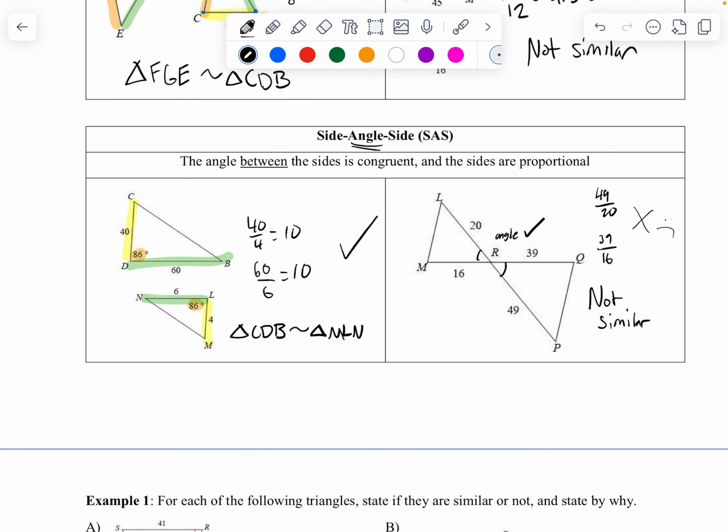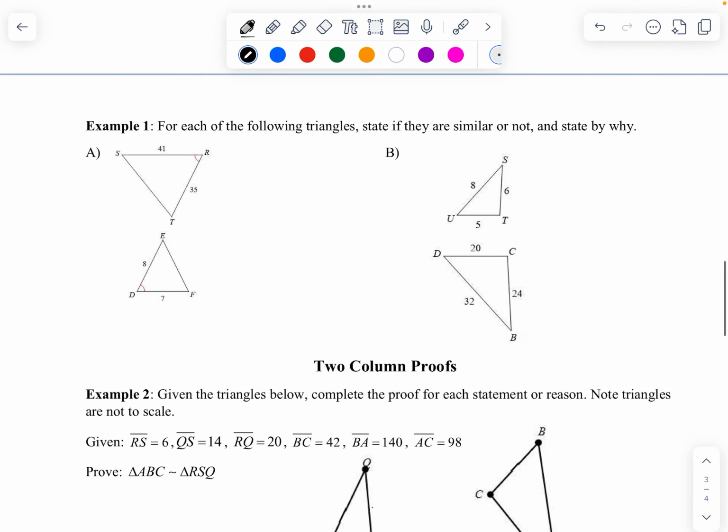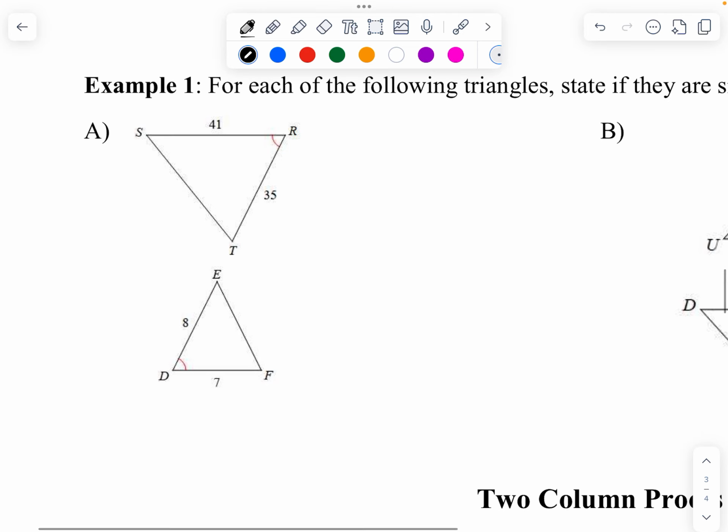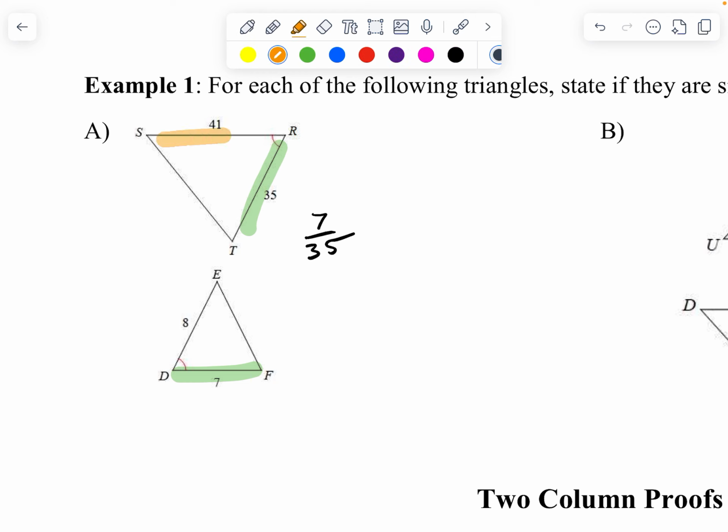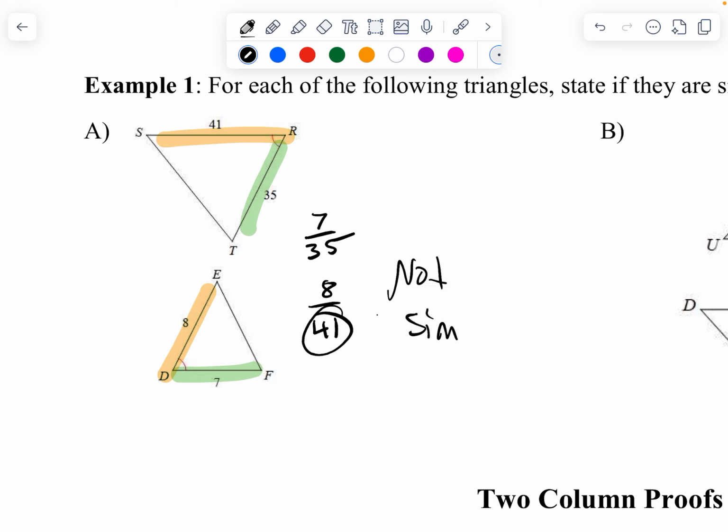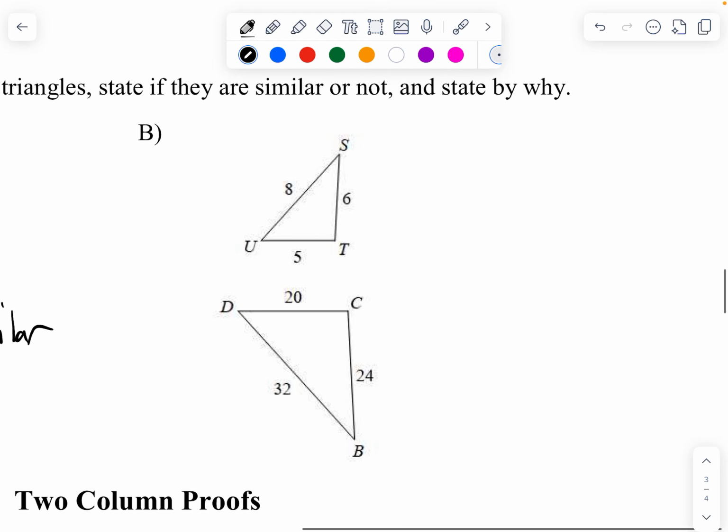Okay. All right, so for these two examples, you can just easily see here, this is notated saying that they are the same for us. So angle is the same. You would just double check for sides, saying small over small, right? So 7 over 35. And then you would say large and large. 8 over 41. Not going to simplify, which means not similar. That's as easy as it gets, right?